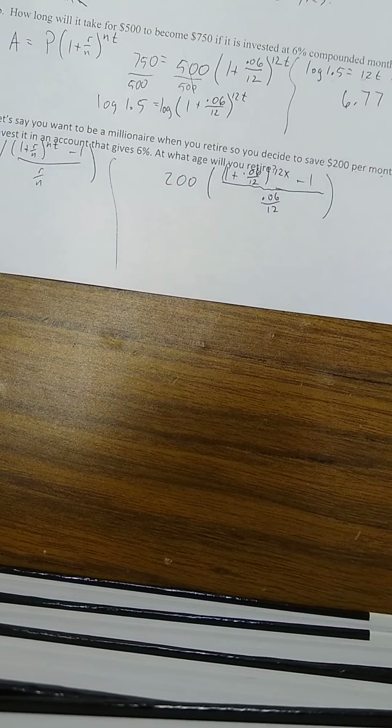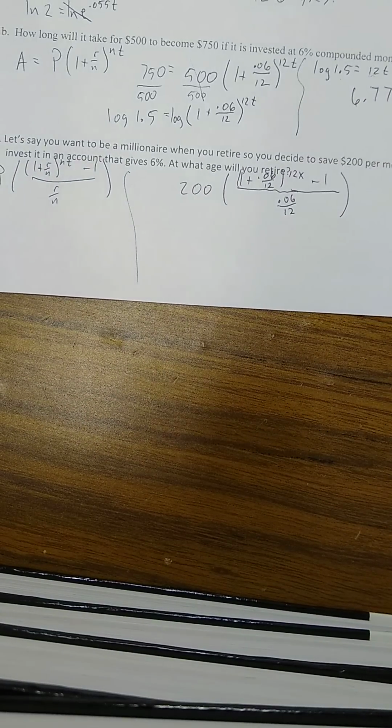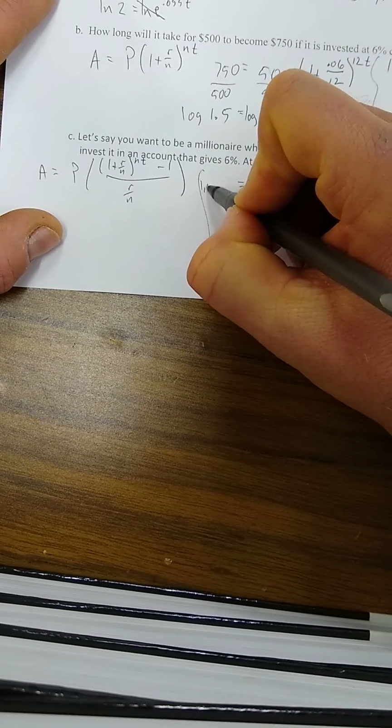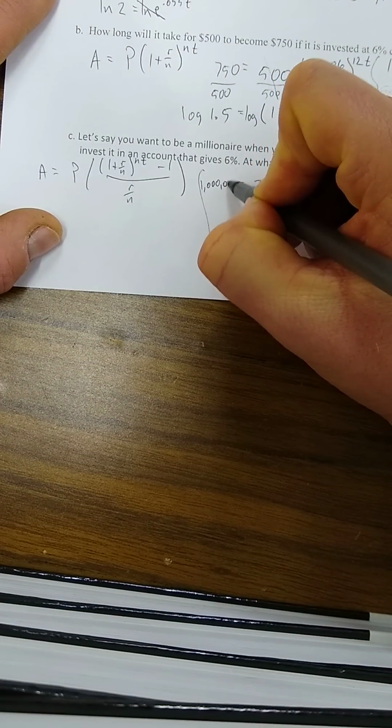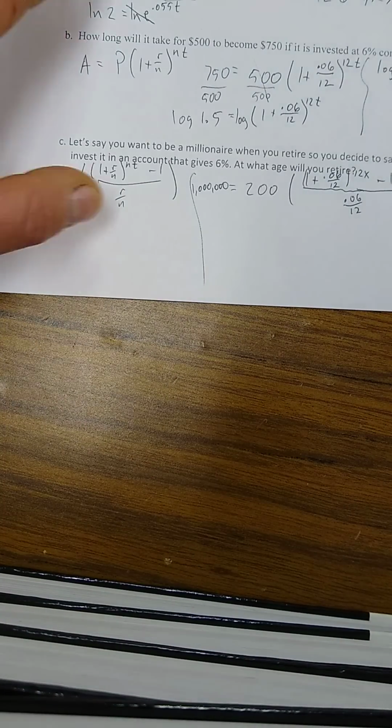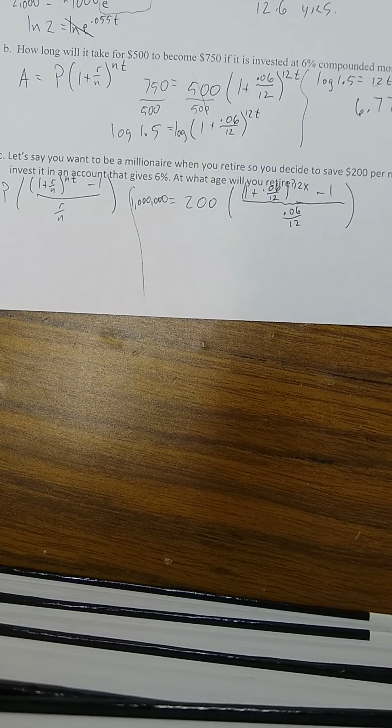A great question is, what are we going to set this equal to? It says we want to be a millionaire, so we're going to set this all equal to 1 million. Of course, it'd be nice to have more than that, but if we can set it equal to 1 million, that'd be great. All right, here's the problem we have to solve. It looks like a mess, but if you can keep things straight, it's really not so bad.